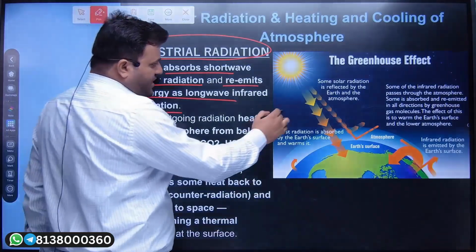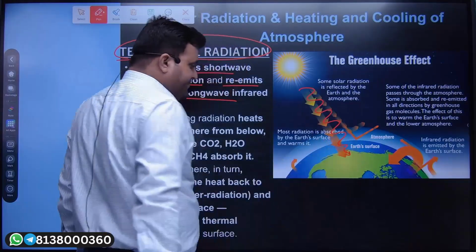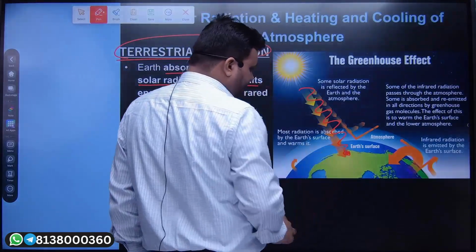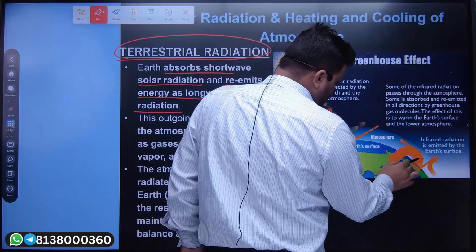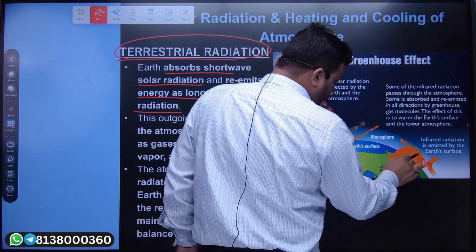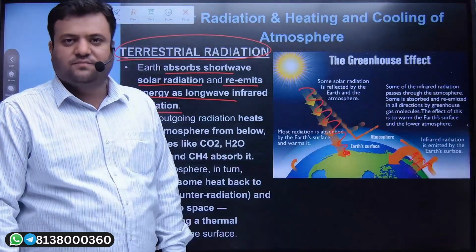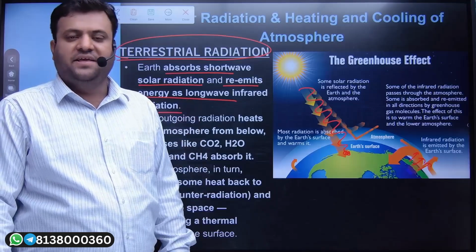Here you can see we have incoming insolation, and this excess insolation which is there. So this excess insolation will be what? Radiated off by Earth's surface. In the atmosphere we have certain gases, and these gases are going to trap that radiation.